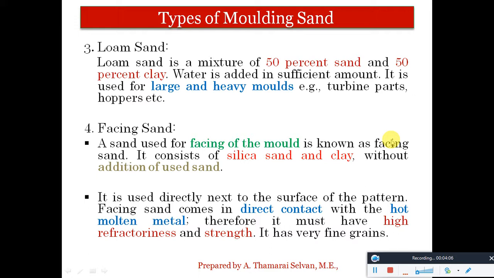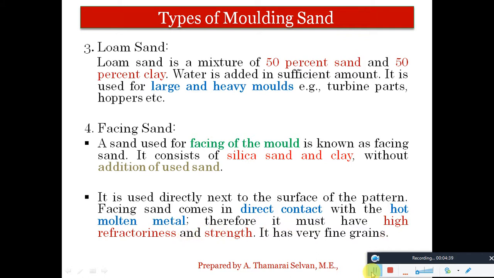Facing sand, the sand used for facing of the mold, is known as facing sand. It consists of silica sand and clay without addition of used sand. It is used directly next to the surface of the pattern, because the facing sand comes in direct contact with the hot molten metal, so that it will avoid the collapse of the mold cavity, and it gives good strength and high refractiveness.